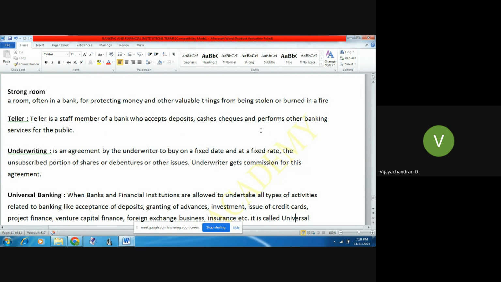So what is the commission? What is the limit as per Companies Act 2013? What is the underwriting commission? Can you see, 14 percentage, ma'am? No, ma'am. 2.5%. Yes, sir, 2.5%. Okay.